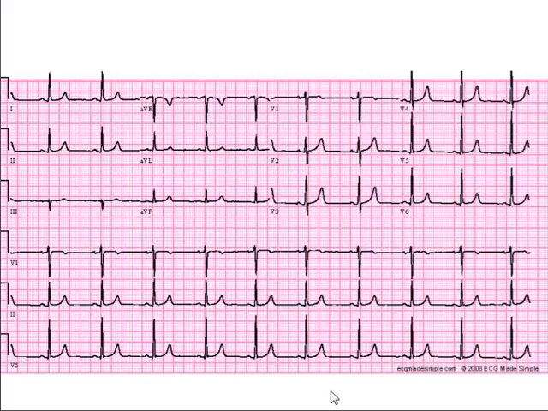Overall, this ECG shows normal sinus rhythm at 60 beats a minute and represents a normal ECG tracing.